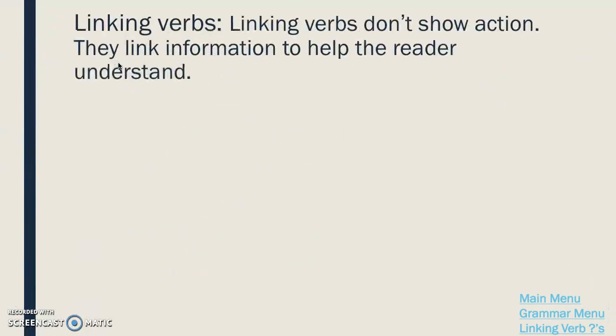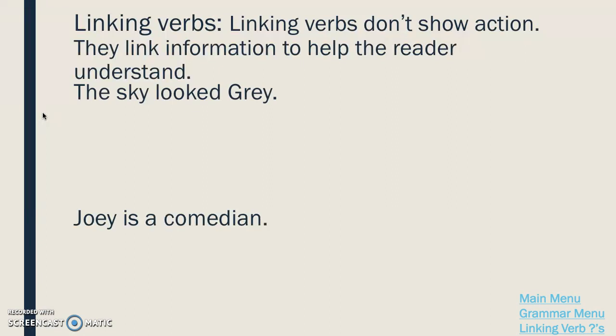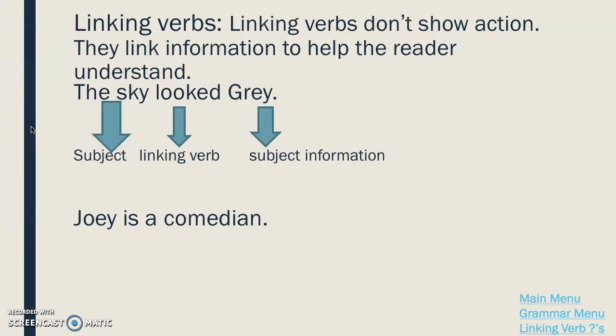Now, linking verbs. Linking verbs do not show action. They link information to help the reader understand. So, for example, we have the sky looked gray, and we have Joey is a comedian. Now, if we take the sky looked gray, the sky would be our subject. The sky is what? Gray. And what about the sky? It looked. So the sky looked gray.